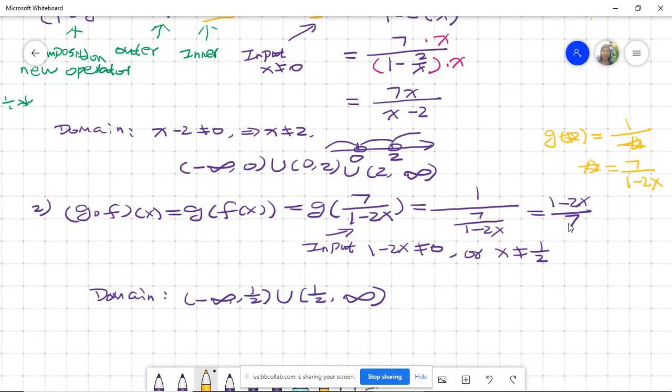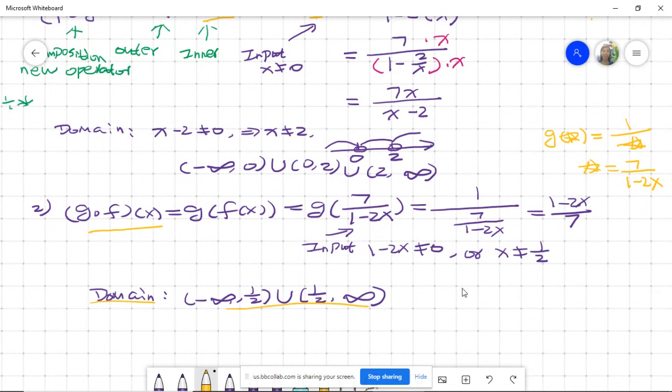So what is my output domain? For my output, I do not have an x in the denominator. So this output domain can be any real number. But I still have to limit it by the input domain here. So this whole composition domain will be limited by this one right here. x just cannot be equal to 1/2, because my output domain can be any real number. So that will be only one point in here.